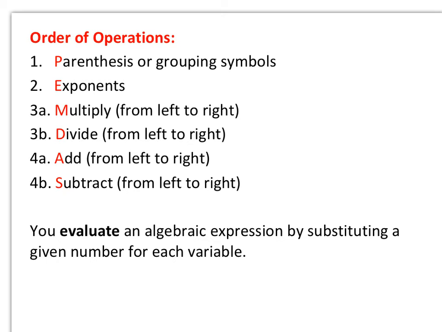First, we would start with the parentheses or grouping symbols, followed by exponents. Then multiply from left to right, or divide from left to right, whichever comes first. And lastly, we will add from left to right or subtract from left to right, whichever comes first. You evaluate an algebraic expression by substituting a given number for each variable, and then you would follow the order of operations.